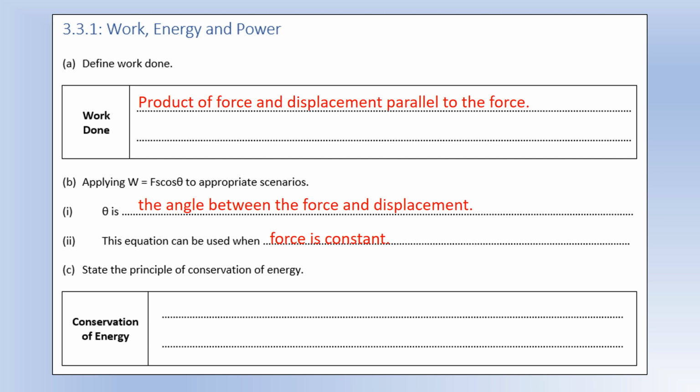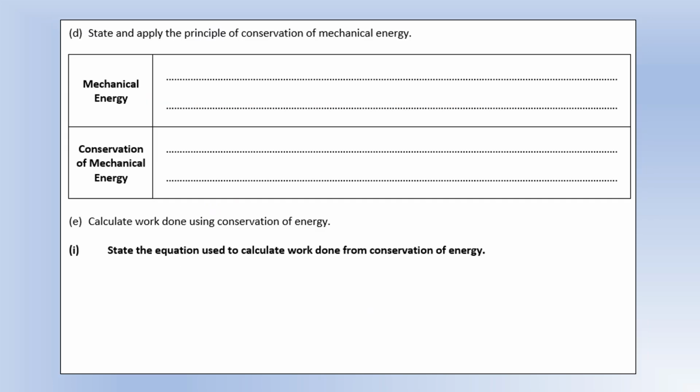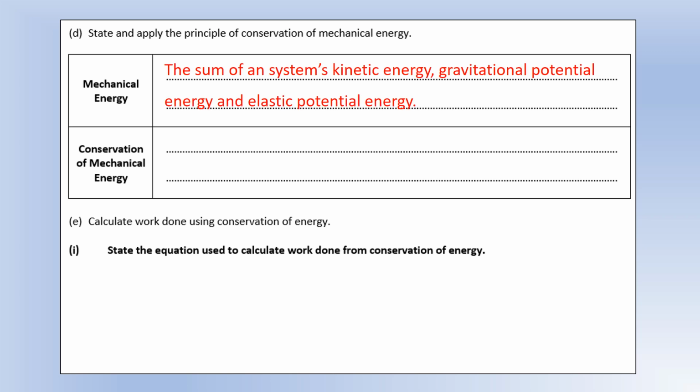Work done is often associated with conservation of energy. The principle of conservation of energy states that energy can't be created or destroyed, only transferred. And then there's a slightly different principle, the principle of conservation of mechanical energy. Let's first explain mechanical energy. It's the sum of a system's kinetic, gravitational potential, and elastic potential energy. Conservation of mechanical energy states that if there's no external force, so no air resistance, no friction, anything like that, its total mechanical energy is constant.